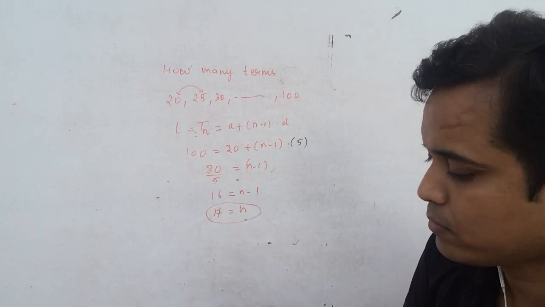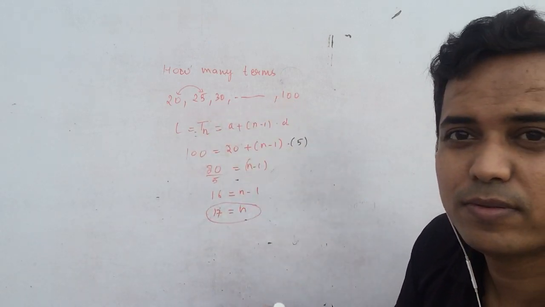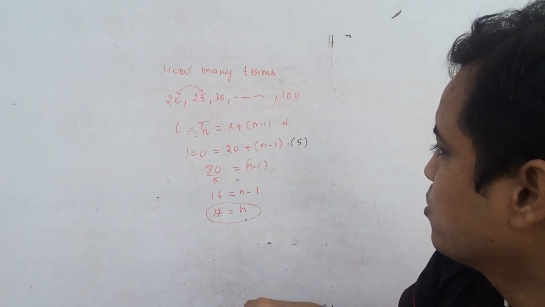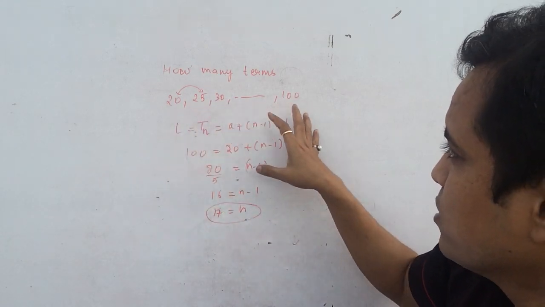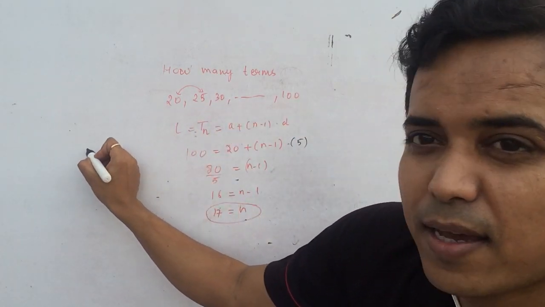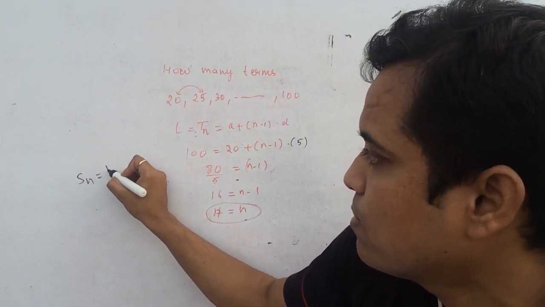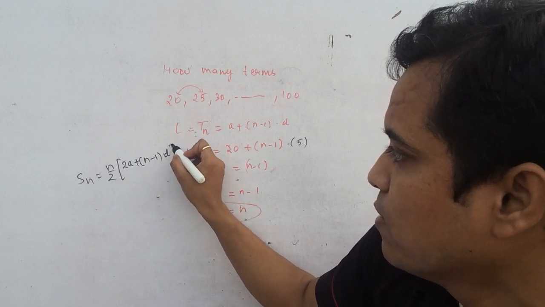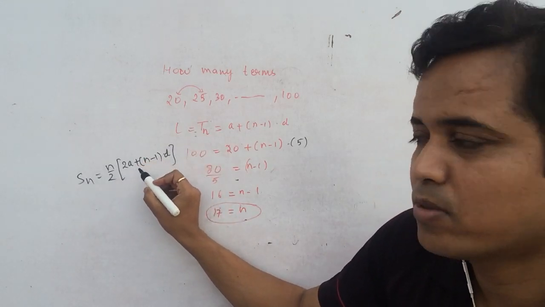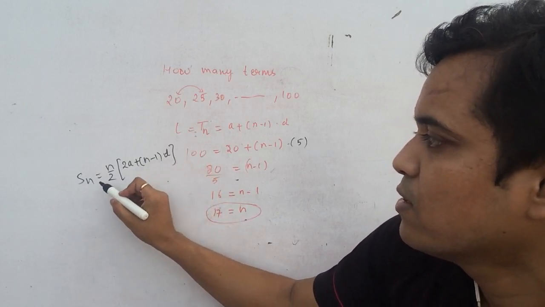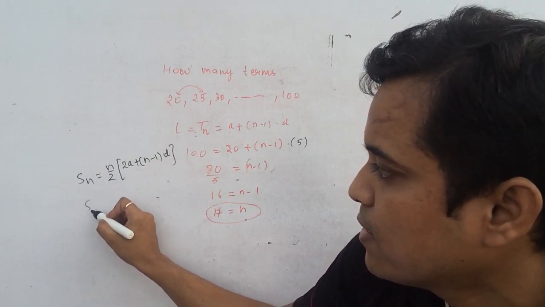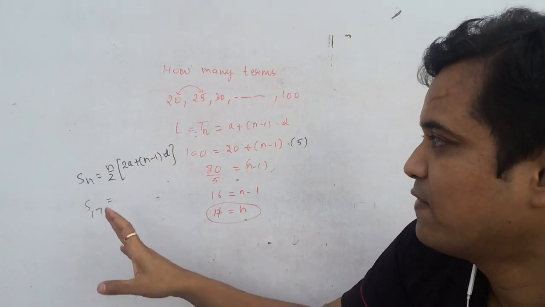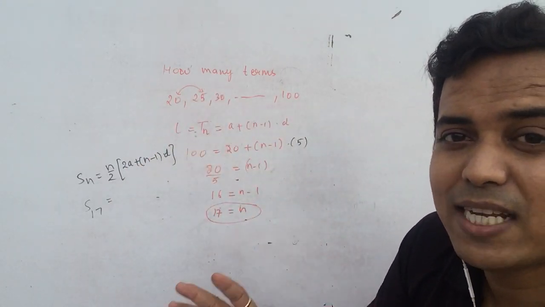All right. So if you want to find the sum of all these observations, that means the sum of the first n terms, or you can say the sum of all 17 terms here, how would you find it? The formula is Sn equals n by 2 into (2a plus (n minus 1) into d). What is a? The first term. What is n? The number of terms. What is d? The common difference. So here we have to find S17, which is the sum of the first 17 terms.